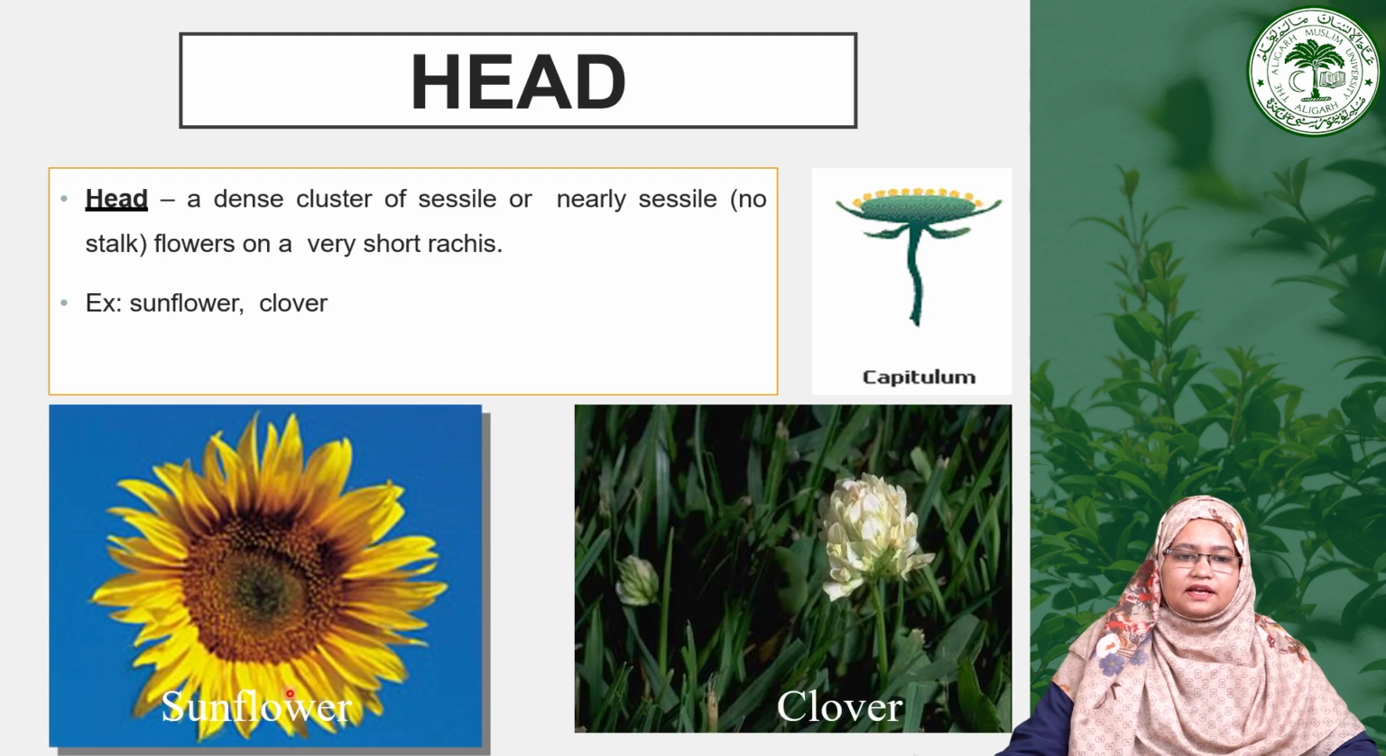Here you can see they generally have two types of flower. The outer one is termed the ray floret and the center flower is called the disc floret. This is the ray floret, which has zygomorphic symmetry, and in the center there is a disc floret, which is also called a tubular flower. They have actinomorphic symmetry, and clover is also an example of a head type of inflorescence. So in head you can see they have a flat receptacle on which flowers are arranged.